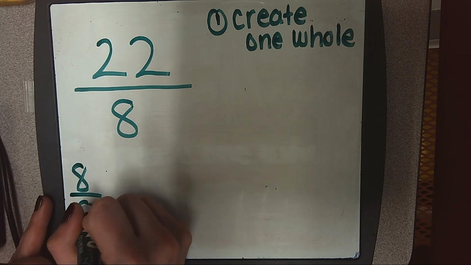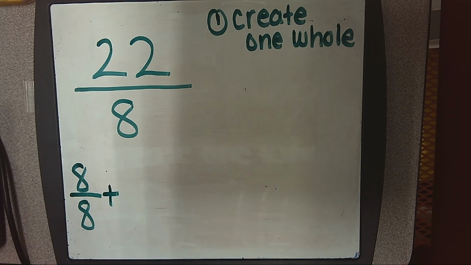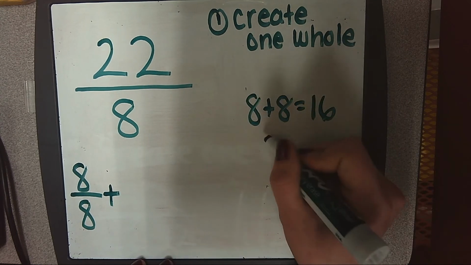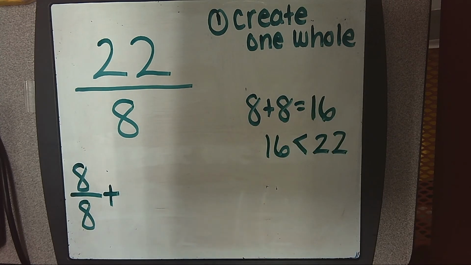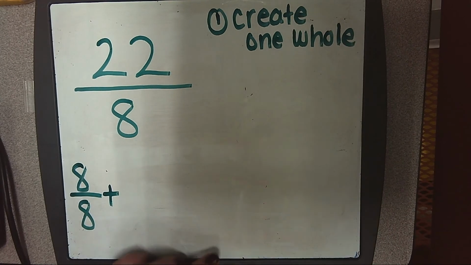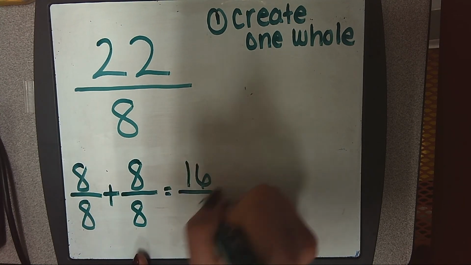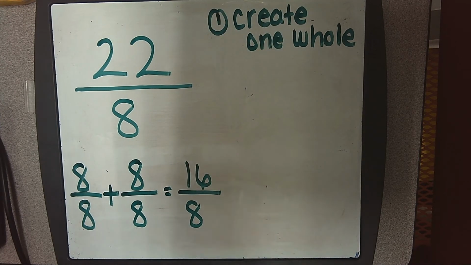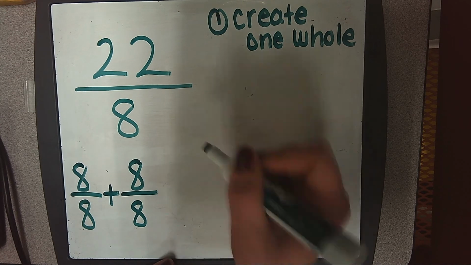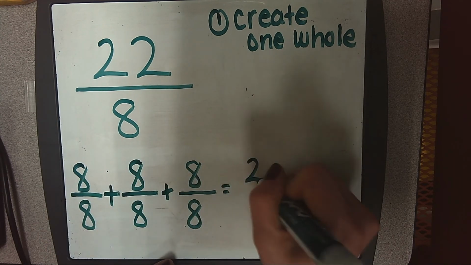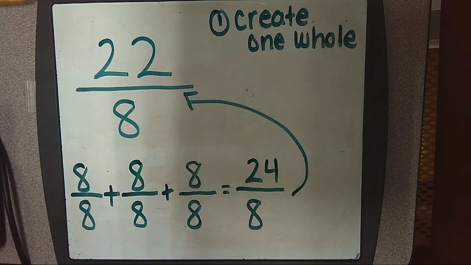I'll take 8/8, which is equal to one whole, plus what's left over. Well, the amount that's left over could give me another one whole, because I know that 8 plus 8 equals 16, and 16 is still less than 22. So there's still more of that fraction to work with. So I can take away another 8/8. Now I have 16/8. Well, that's still less than 22, so what would be left over? In my head, I'm thinking, can I create another whole? If I added 8/8 to this, well, 8 times 3 is 24. That's bigger than our fraction of 22/8.